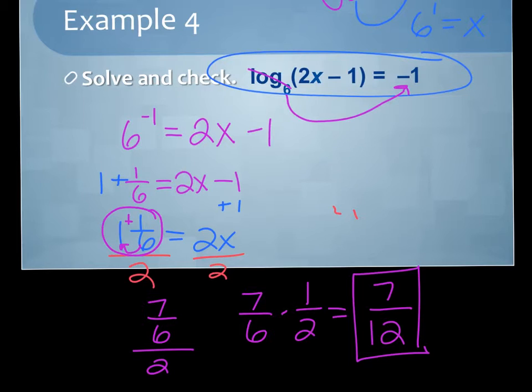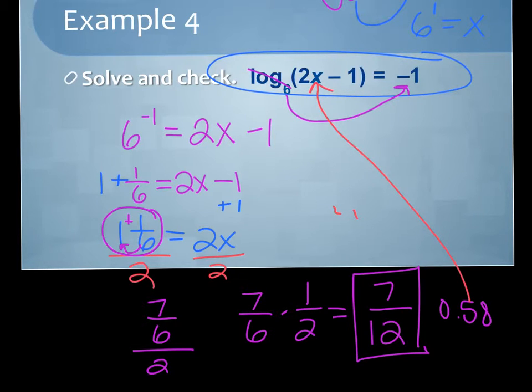Most likely you'll have a calculator on this part of your test. It's still in the works, okay? But if not, then that's how you do it. If you did have a calculator, then you can make that 1/6 a decimal, add the 1, divide by 2, same thing, okay? So if I had it in decimal format, that would be 7 divided by 12. That would be 0.58333.